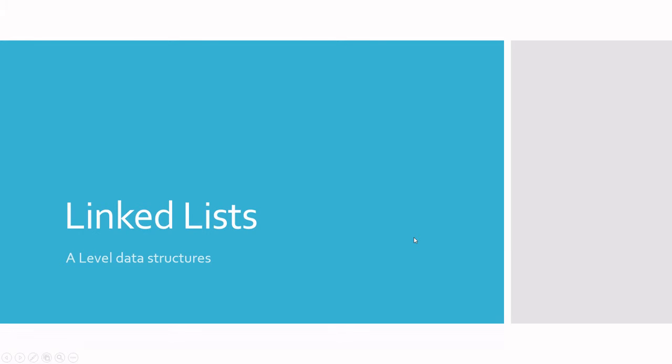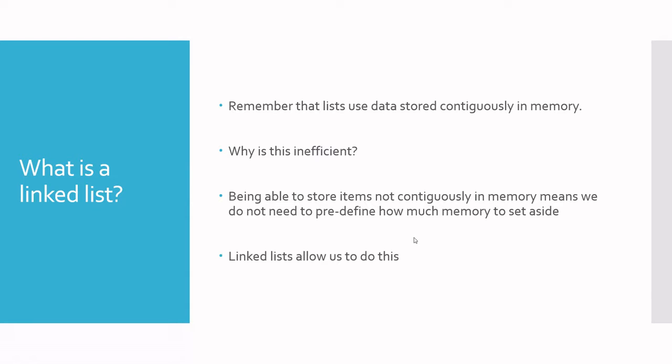Linked list, which is one of our A-level data structures that we need to learn. So remember that lists use data or arrays that are stored contiguously in memory, so one item next to another in memory. Why is this potentially inefficient? Well, a few examples might be that if you set aside 1,000 spaces in memory, but you actually only end up using 100 of them, those memory slots have been predefined when you wrote the program.